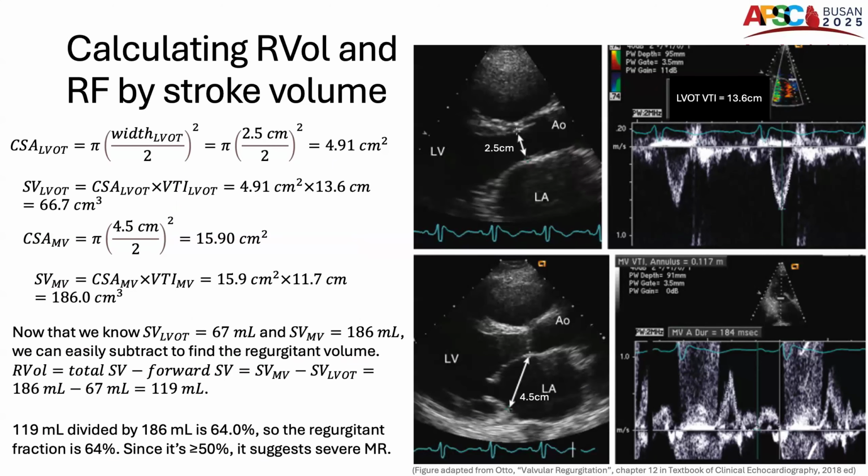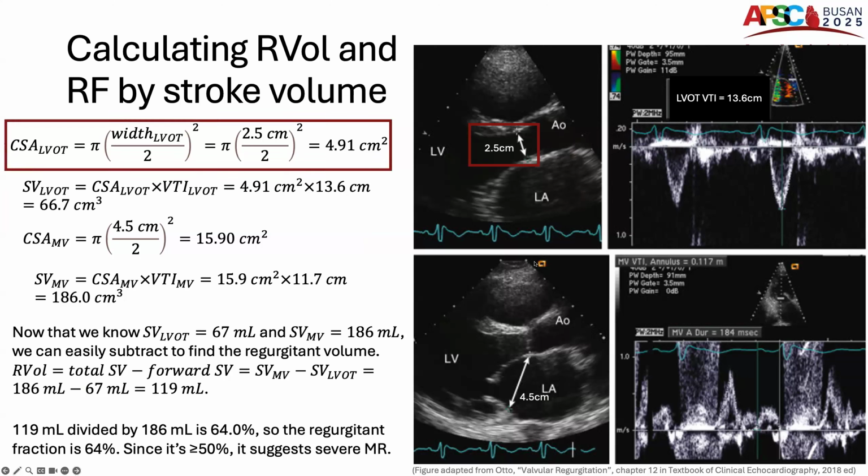Let's walk through an example with specific numbers. The top left panel shows LVOT cross-sectional area being obtained by drawing a line to measure the diameter of the LVOT, which is 2.5 centimeters. This is the double-headed white arrow over here that I have boxed in this red box. Cross-sectional area of the LVOT is pi times the square of the width of the LV outflow tract divided by 2. So that's 2.5 centimeters divided by 2, squared, times pi. That gives you 4.91 centimeters squared as your cross-sectional area of the LV outflow tract.